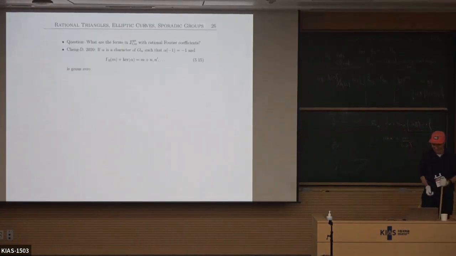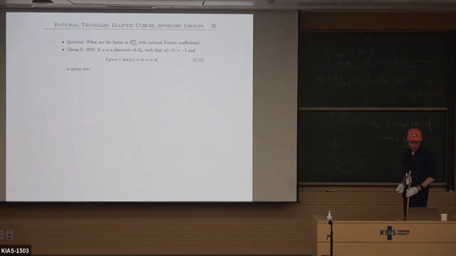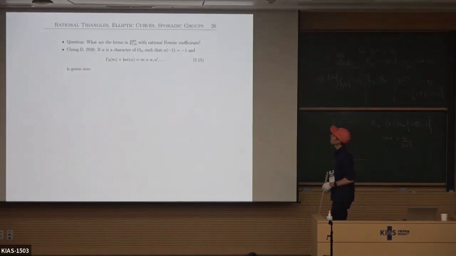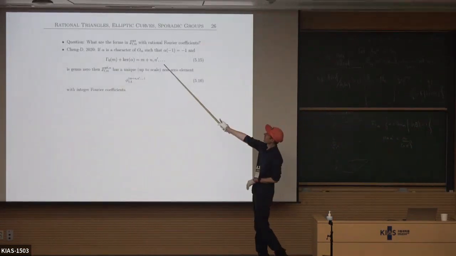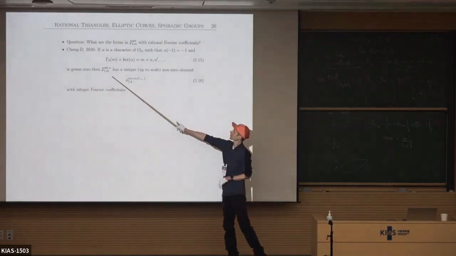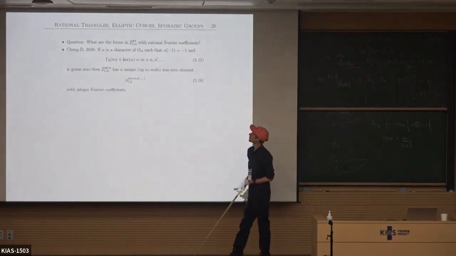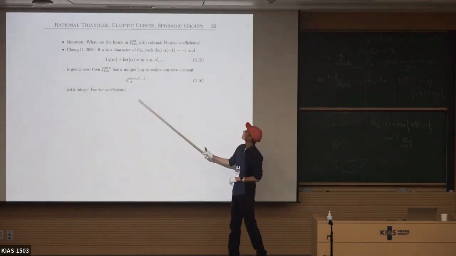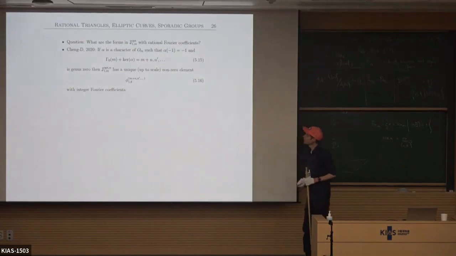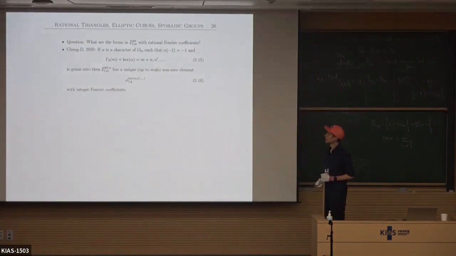Okay. Now, to answer this question. This is a joint result with Miranda Cheng from a few years ago. So basically, if you choose the character such that this group is genus 0, then this corresponding space of Mock Jacobi forms has a unique, up to scale, element with integer Fourier coefficients.